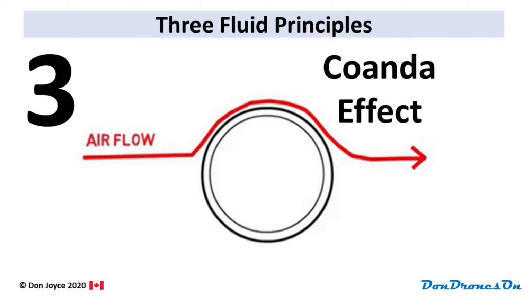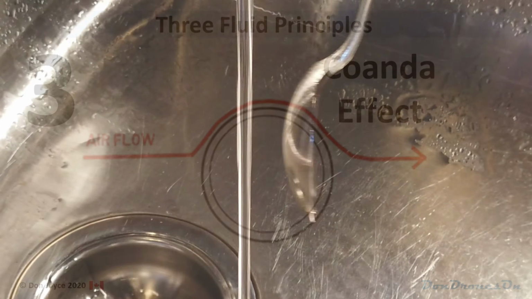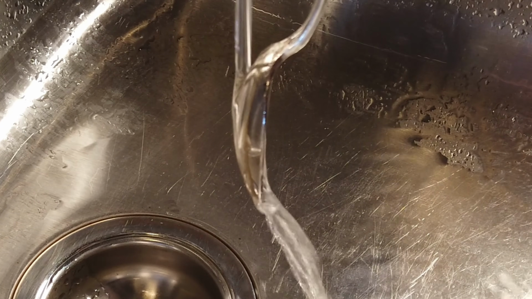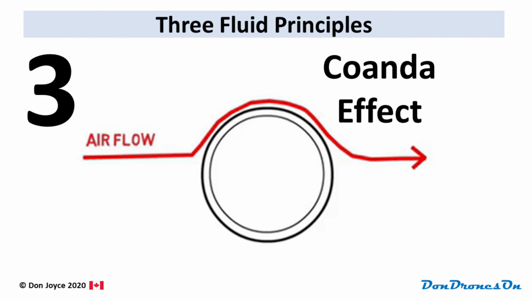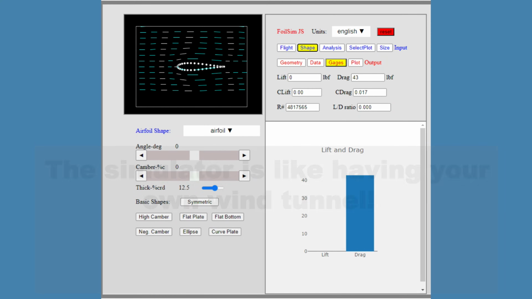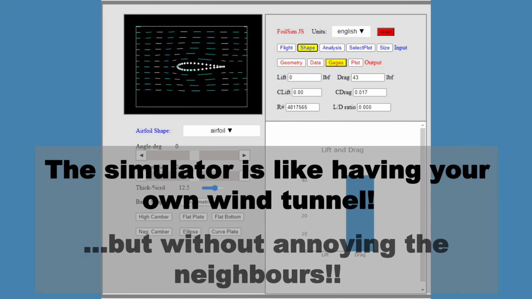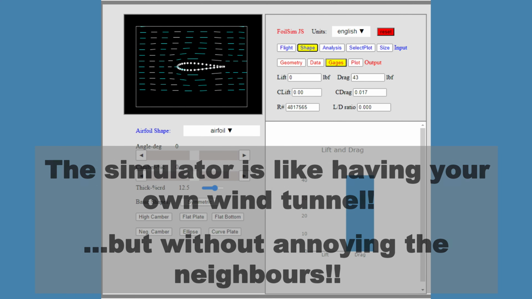It's called the Coanda effect, and it is the tendency for a fluid to follow the surface of a solid that's in its path. Engineers call this entrainment. Holding a curved object like a spoon or a bottle under a stream of water is often used as an illustration of the Coanda effect. Now let's put all three of these principles together, and I'll use a lift simulator from NASA to help to illustrate how all of this works.